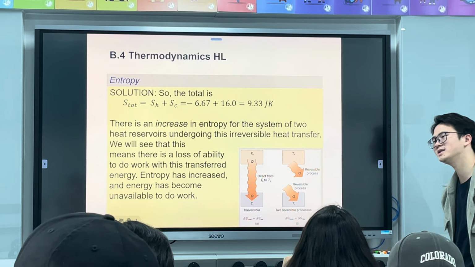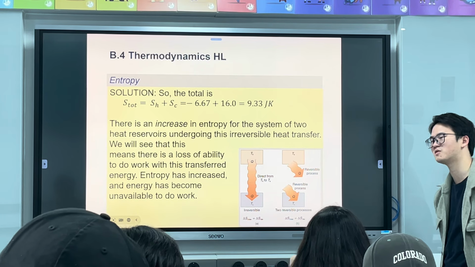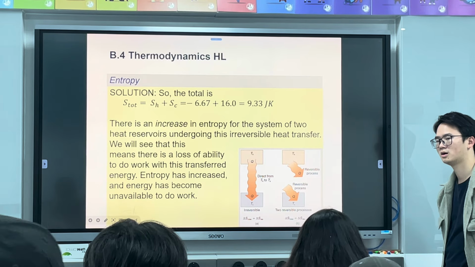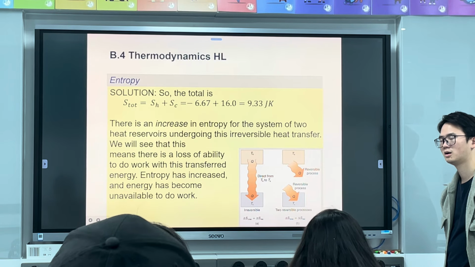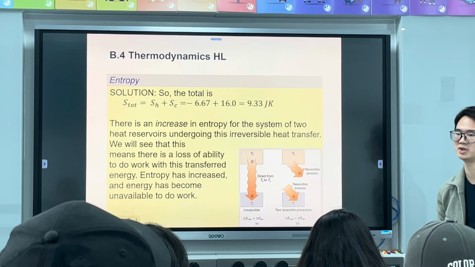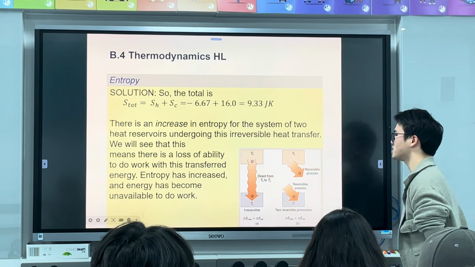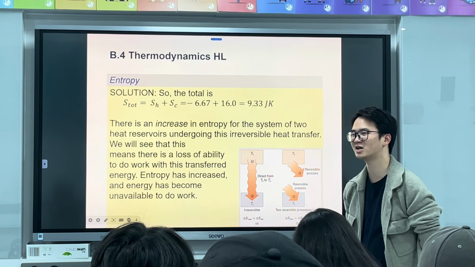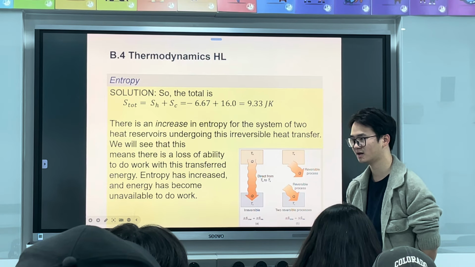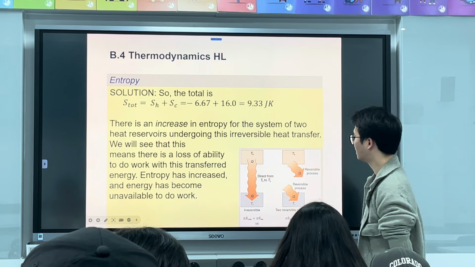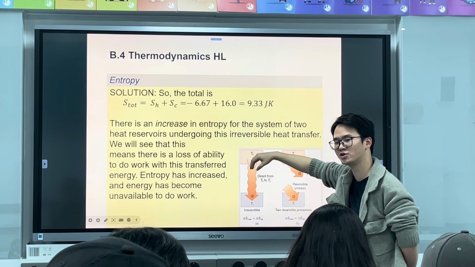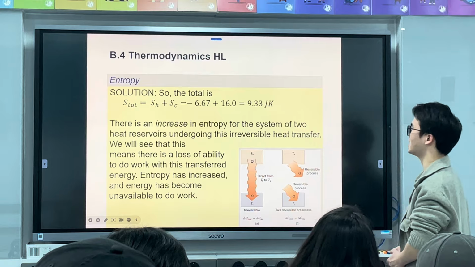When is the process reversible? No change. When there's no change in entropy, right? That's the only way for the process to be reversible. If there's change in entropy, which most likely is going to be positive, then that indicates the direction, right? The heat transfer is always going to be spontaneously from the higher temperature to the lower temperature, okay?